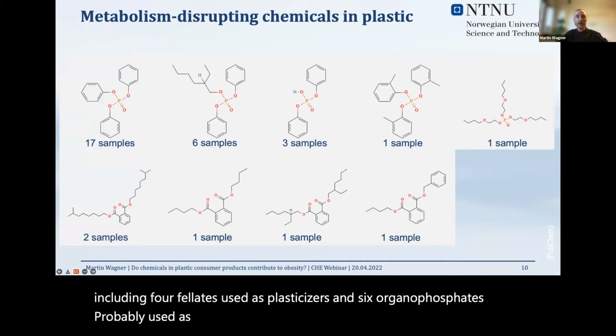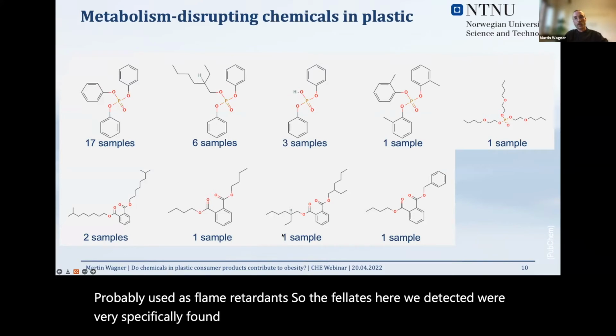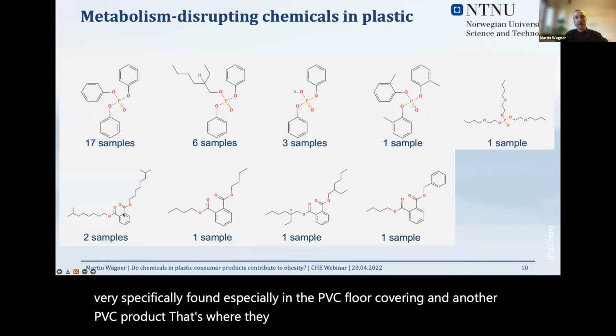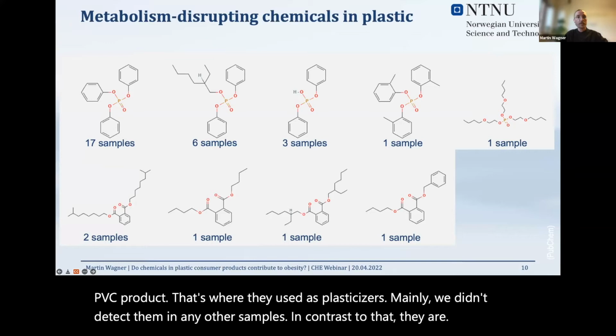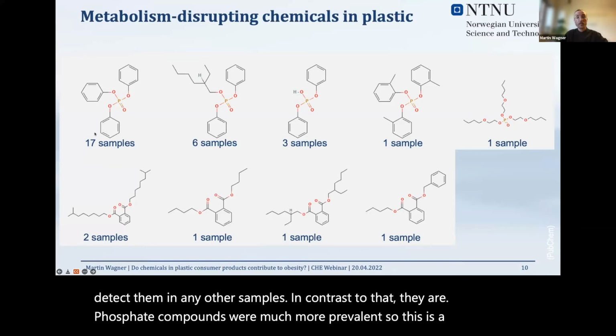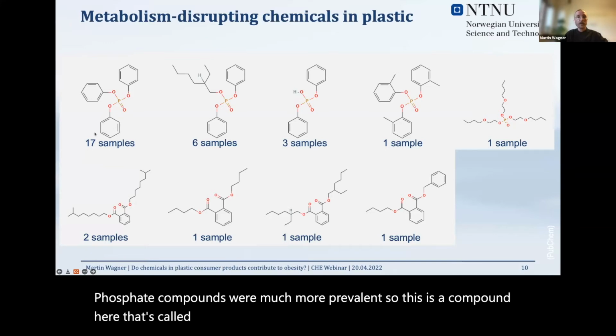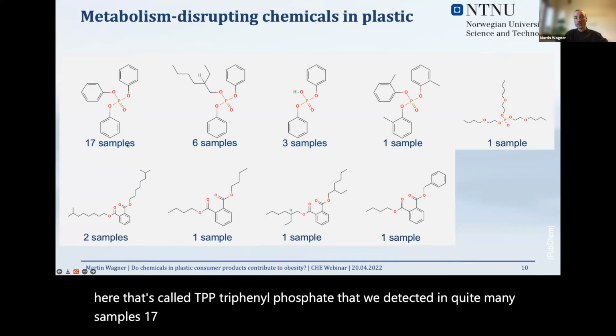So the phthalates here we detected were very specifically found, especially in the PVC floor covering and another PVC product. That's where they're used as plasticizers mainly. We didn't detect them in any other samples. In contrast to that, the organophosphate compounds were much more prevalent. So this is a compound here that's called TPP, triphenyl phosphate, that we detected in quite many samples, 17 in total. So there are known metabolism disrupting chemicals in our plastic samples.